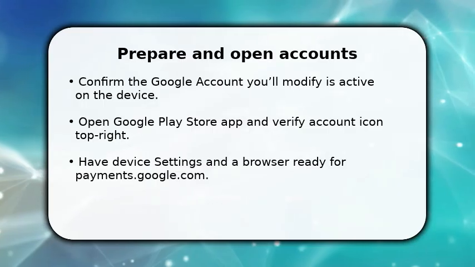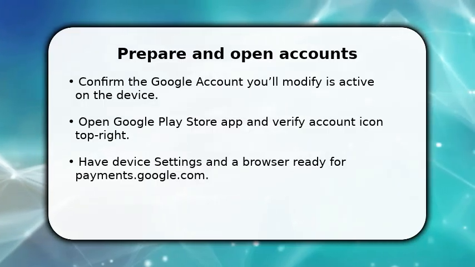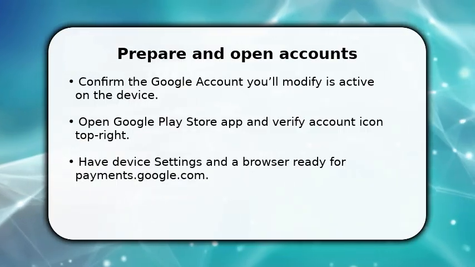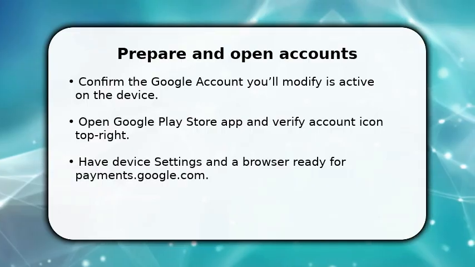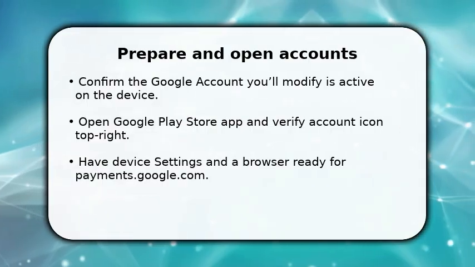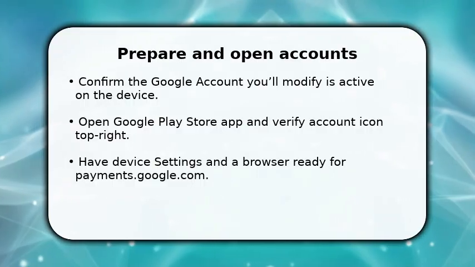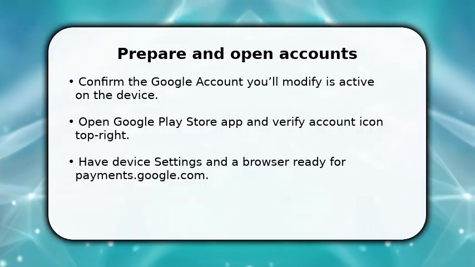Next, open your device settings and a browser tab for payments.google.com. You'll switch between the app and account pages. This prepares you to clear local app traces and manage the central payment record. Make sure you have Wi-Fi or mobile data. Some actions sync to Google servers immediately.